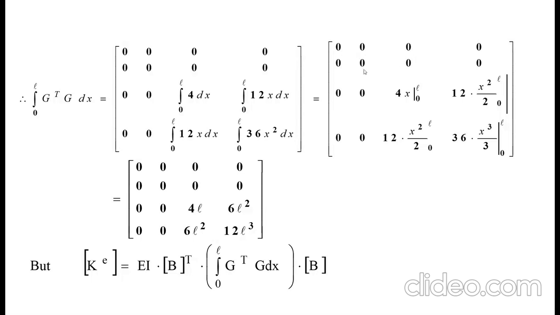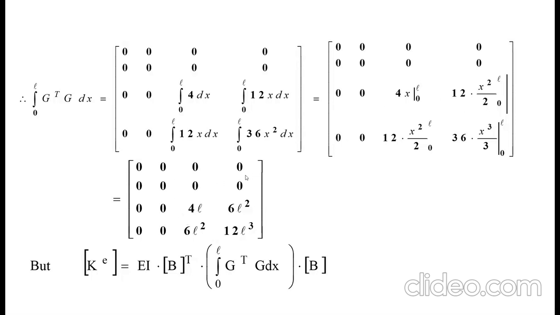If we do the integral, we get a matrix of zeros, and then the (3,3) value will be 4x with limits 0 to L. The 12x will be converted into x squared divided by 2 with limits 0 to L, the same for (4,3), and the 36x squared will be converted into x cubed divided by 3 with limits 0 to L. Now we apply the limit values.